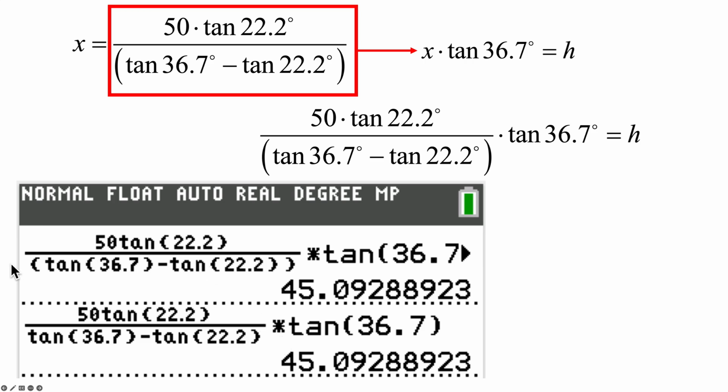I left them off. If you have an older calculator, it's 50 tangent of 22.2, close parentheses, divided by, then the older 83s, you would have to put the parentheses around it. Okay, so check your calculator, make sure you get this answer, and there's the height of my tree, 45.093 feet. Again, we'll round to wherever they tell us to round. All right, and that takes care of 1.6.